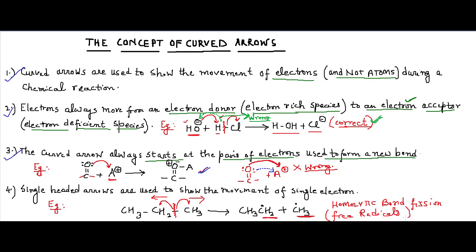Whenever you see a single-headed arrow, it shows that the electrons moving are single electrons, not pairs. Most of the time this kind of bond breaking is shown during homolytic bond fission, which gives rise to free radicals. Hope you got a clear picture about the concept of curved arrows, and hope this helps. Thank you.